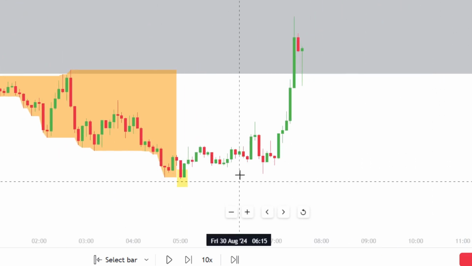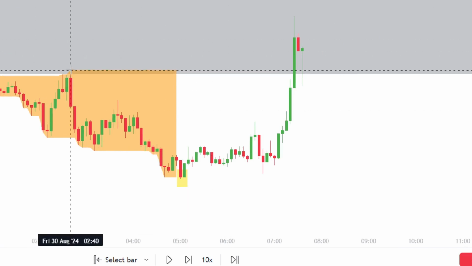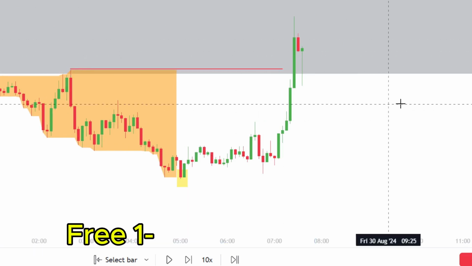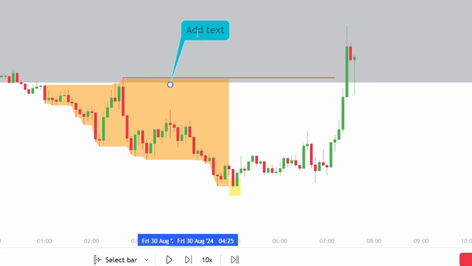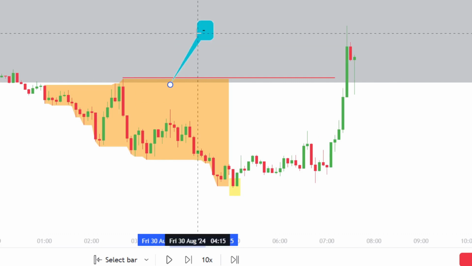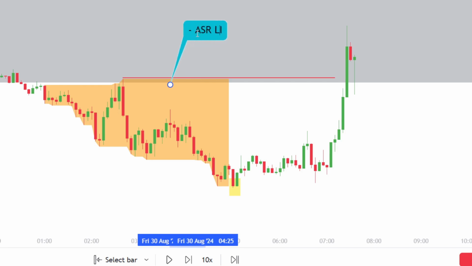Now that we sweep the Asian low, the next thing we want to understand is, of course, the sweep of the Asian high. This is a very mechanical and systematic way. Once you have your areas of interest, your supply and demand zones, and I'll make a separate video on supply and demand zones, what you're looking at is Asian session range liquidity, so ASR liquidity.